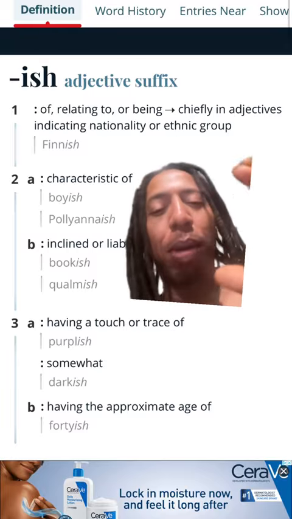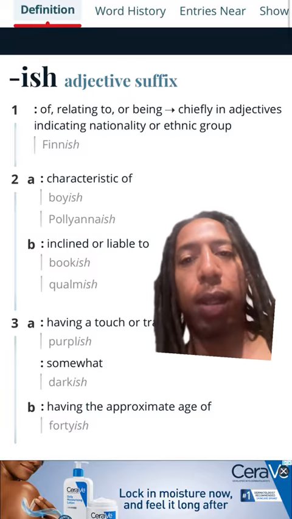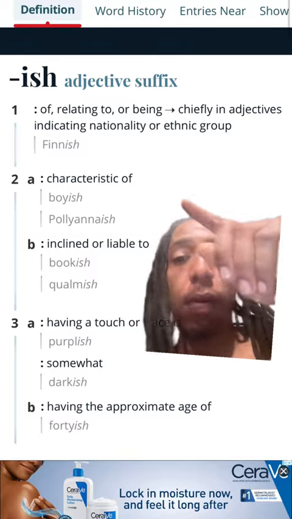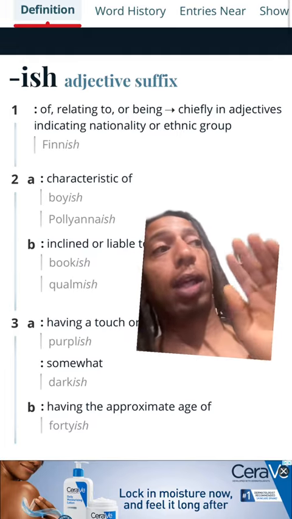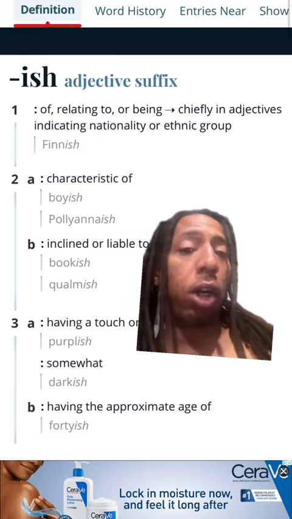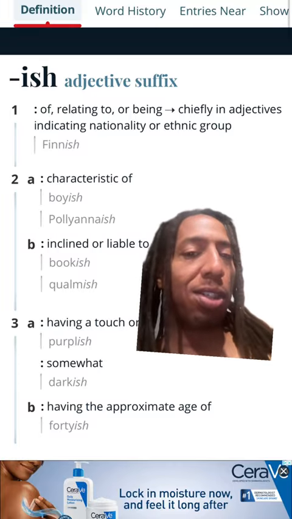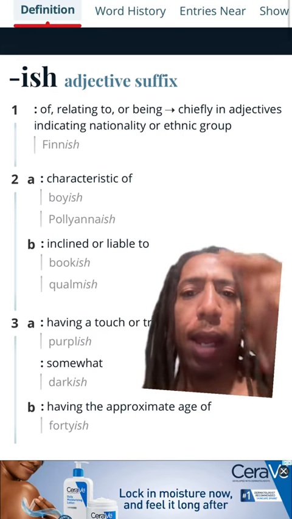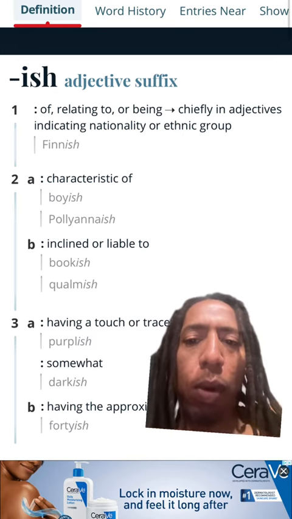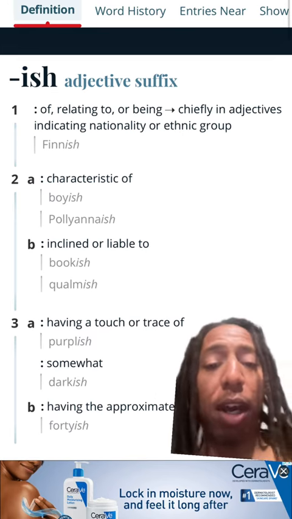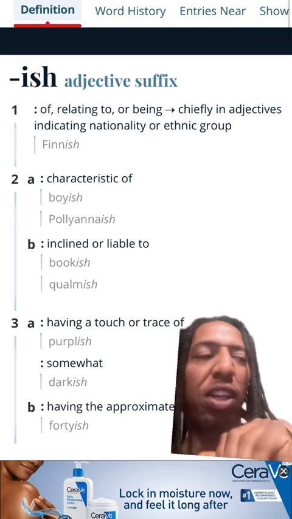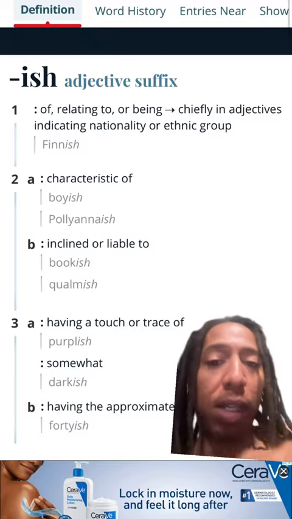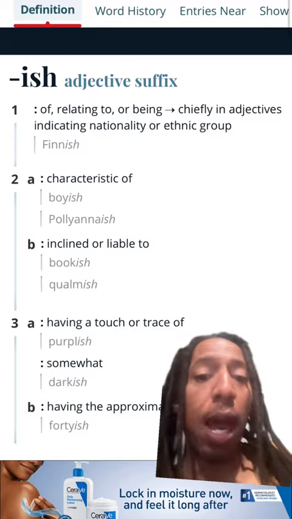They do say or being, and I don't know, it's kind of in there, but I think it's like still, whatever. But a characteristic of boy, but you're acting boyish. You can tell a girl she's acting boyish. She's not a boy. You're acting boyish, like a boy, right? Inclined or liable to, okay? Having a trace of, you got a little bit of that. You got a little ish in you. You got a little something, a little bit of it in there, purplish or whatever, what it's saying, a little trace of it, not a full thing of it.